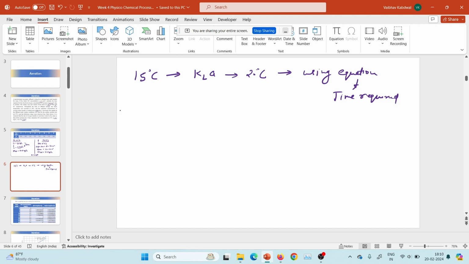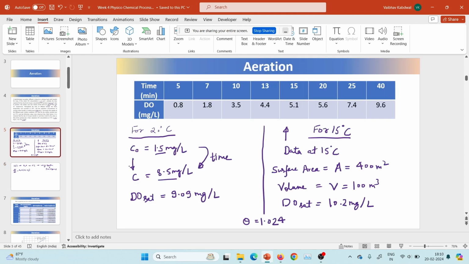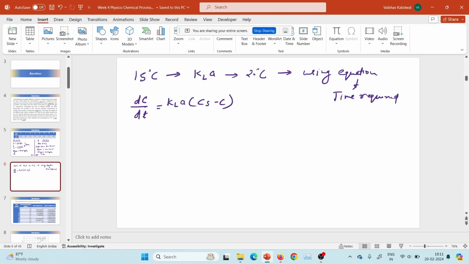Okay. So again, I will start this concept from the starting. The concept is, from Fick's law of diffusion, we derive this equation: dC by dt is equal to KLa times (Cs minus C). So this DO saturated which we are talking about, we will write as Cs. In this formula, dC by dt is equal to KLa (Cs minus C).